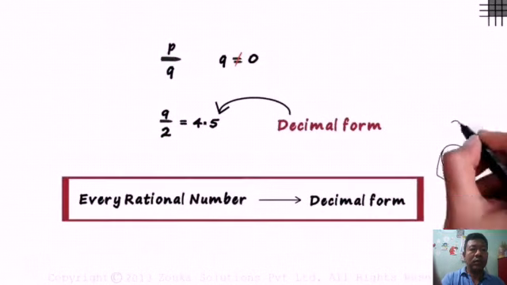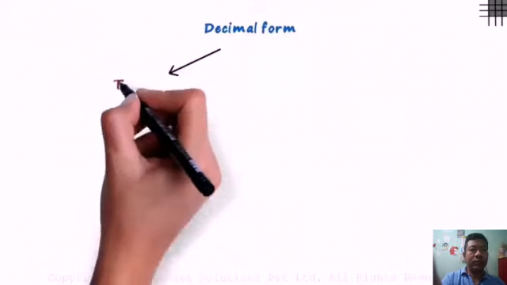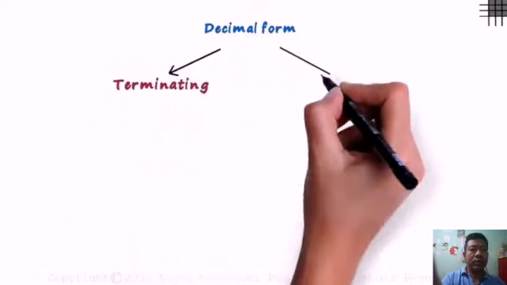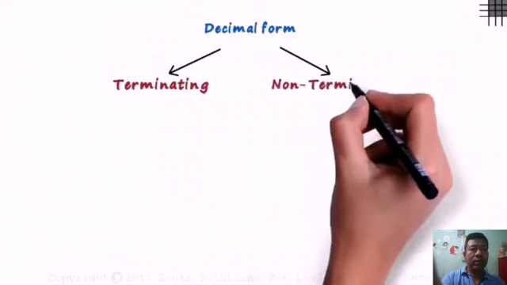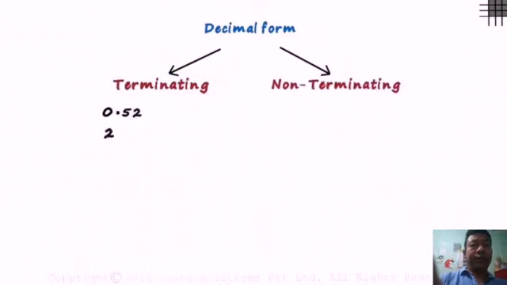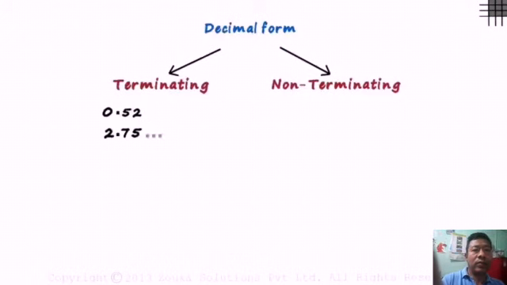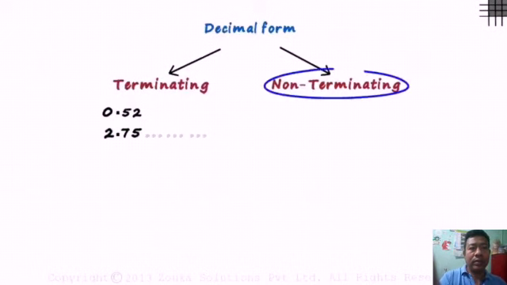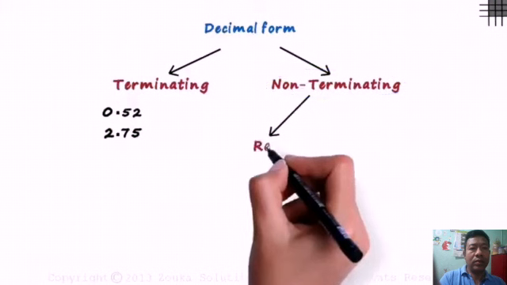So, what types of decimal form can it have? Let us see. The decimal forms are: first we have terminating, second we have non-terminating. Let us see some examples of terminating decimal forms. 0.52, 2.75. Here both the decimals end after 2 decimal places, or it may end after 3 decimal places. If they have ended, then it is called terminating decimals.